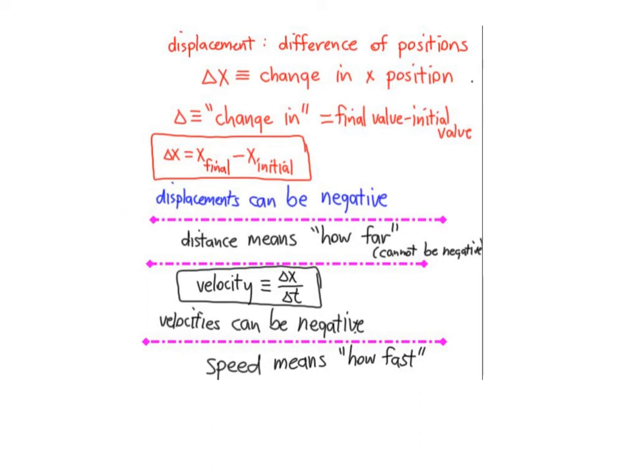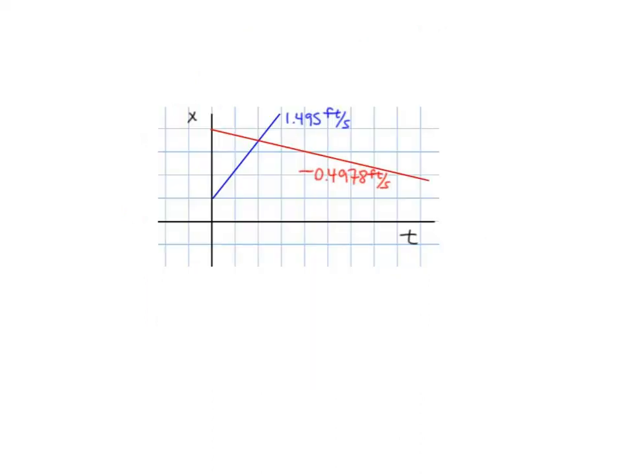Let's revisit the graphs of the blue car's motion and the red car's motion plotted again on the same graph of position versus time. Here I've labeled the slope of the blue car, which is about 1.5 feet per second. And here I've written down the slope of the red car, which is about negative 0.5 feet per second. So I guess the question is, which car is faster?